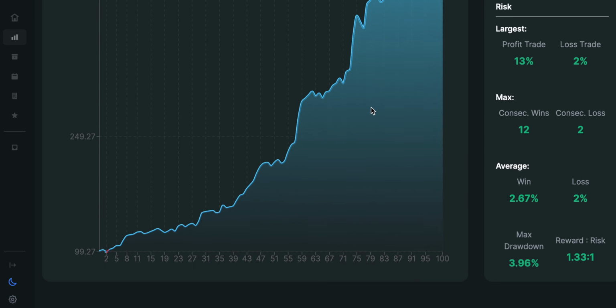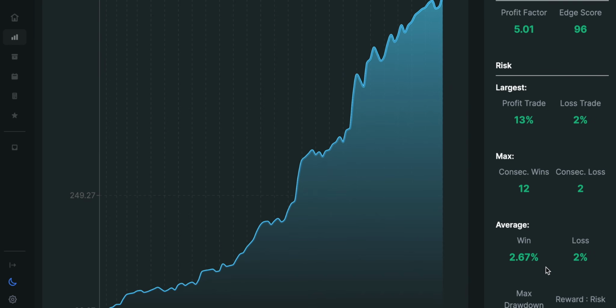The maximum drawdown was actually 3.96%, which is definitely really good for a 15-minute scalping strategy. The profit factor is 5.81 and we had 12 consecutive wins against 2 consecutive losses. So overall I'll give the strategy a score of 10 out of 10. You can test it on different markets and different time frames to see how well it performs there.